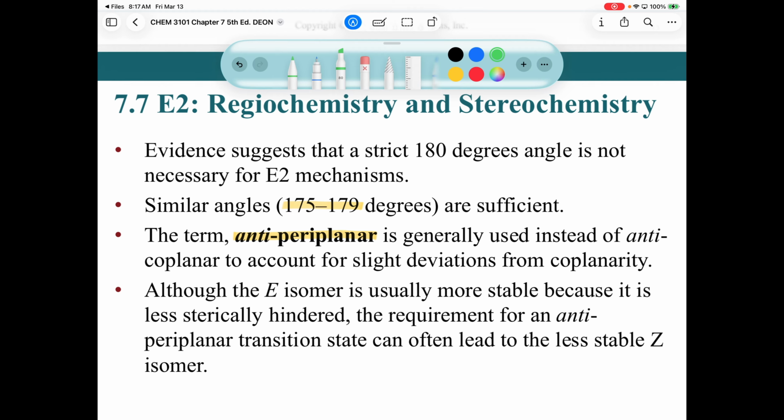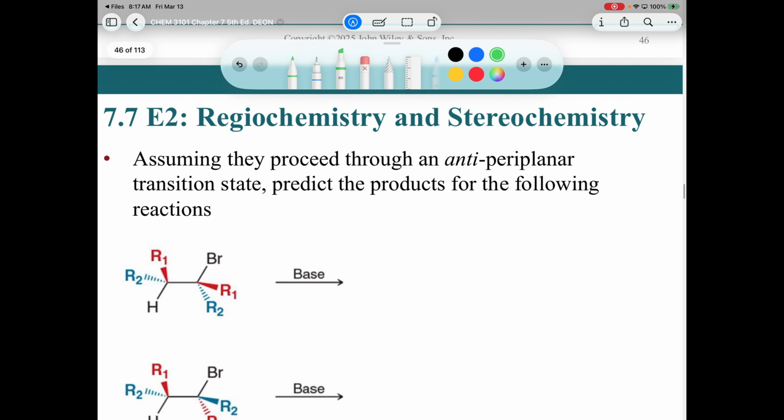I grade your quizzes, I look at them. Nobody's ever like, I'll just guess. But you can't guess it. It can't be done. If you do, you have a 50-50 chance of getting it right. It's either E or Z. However, although the E isomer is usually more stable, since the transition state has to be antiperiplanar, you can't predict. Oftentimes we end up with the Z isomer, okay? So it's not uncommon to get that one.